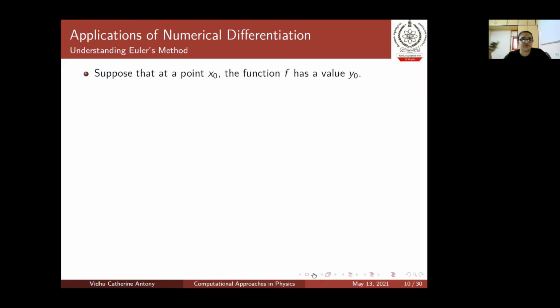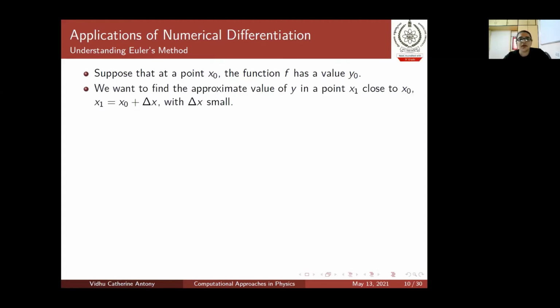Suppose we start off with the basic part of Euler's method. Suppose that you have a point, let's say x naught, where the function has a value y naught. This is something that you've done a million times in this course. We want to find the approximate value of y at a point x1 which is close to x naught. So you say, I have a point x naught, I will increment it by a small delta x, and then I will get x1.